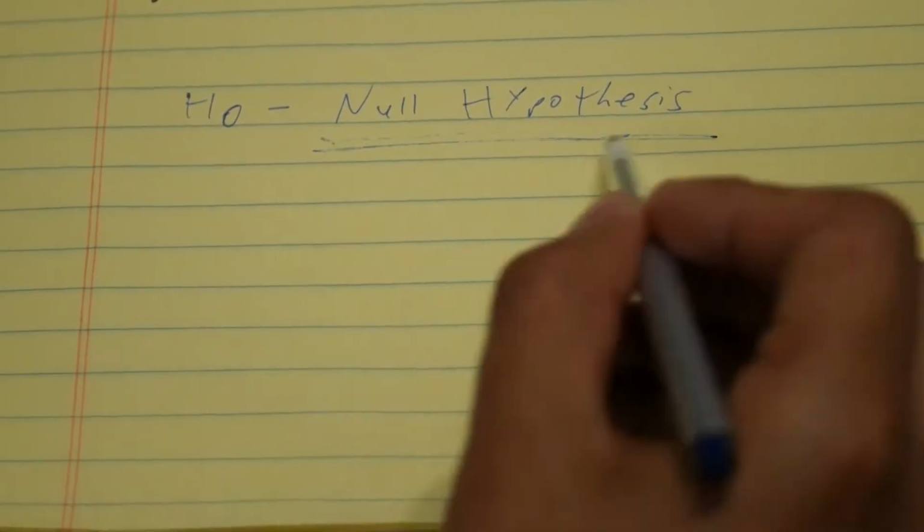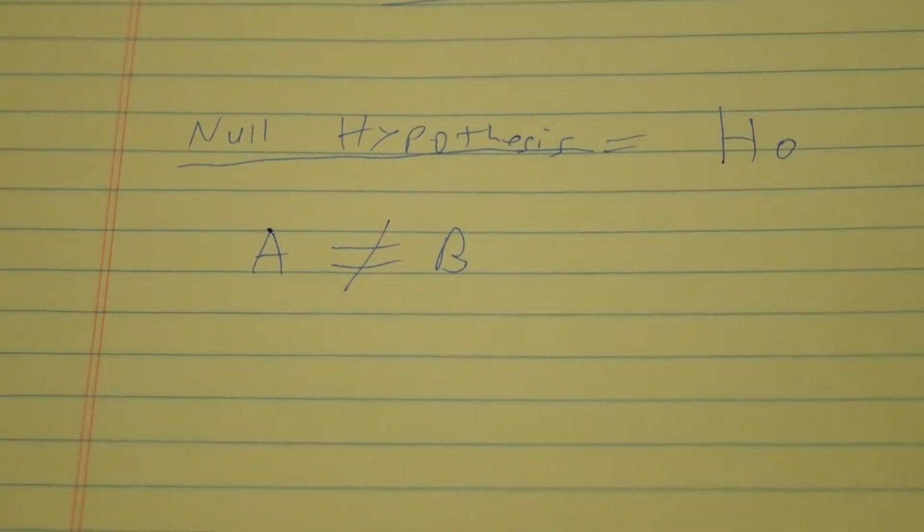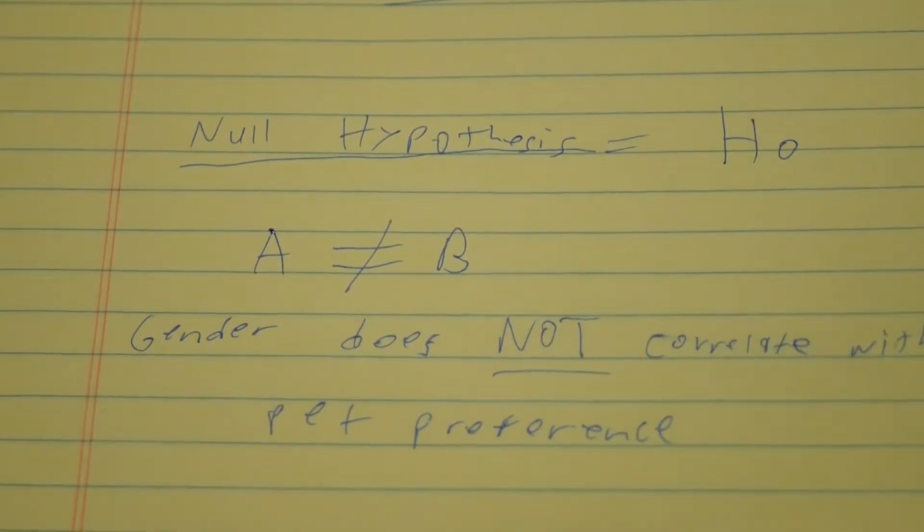Huh? No, the null hypothesis. It's usually represented as A is not equal to B. In this case, that would mean gender does not correlate with preference for pets. So we're trying to prove that they do correlate. Not exactly. We can only have evidence to disprove the hypothesis. So we can prove it does? No, that's not really how the science works.